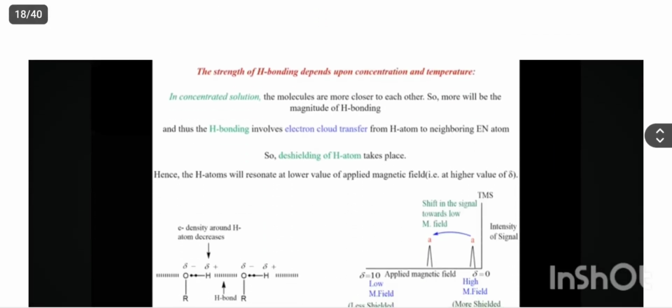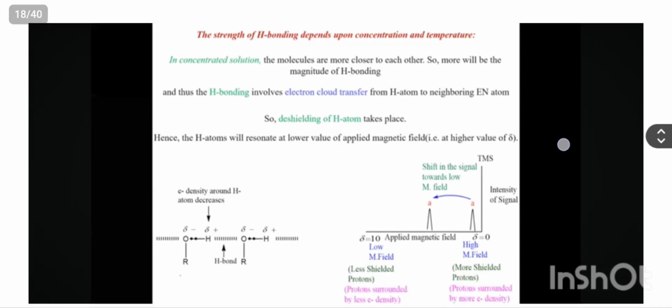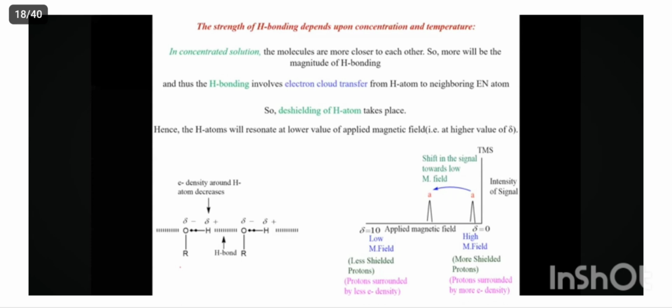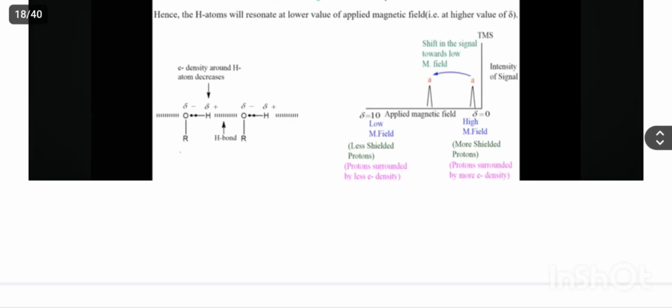The strength of hydrogen bonding depends upon concentration and temperature. In concentrated solution, the molecules are closer to each other, so the magnitude of hydrogen bonding is greater, and the hydrogen bonding involves electron cloud transfer from the hydrogen atom to the neighboring electronegative atom, so de-shielding of the hydrogen atom takes place. Hence, the hydrogen atom will resonate at a lower value of applied magnetic field, at a higher value of delta. Electron density around the hydrogen atom decreases.